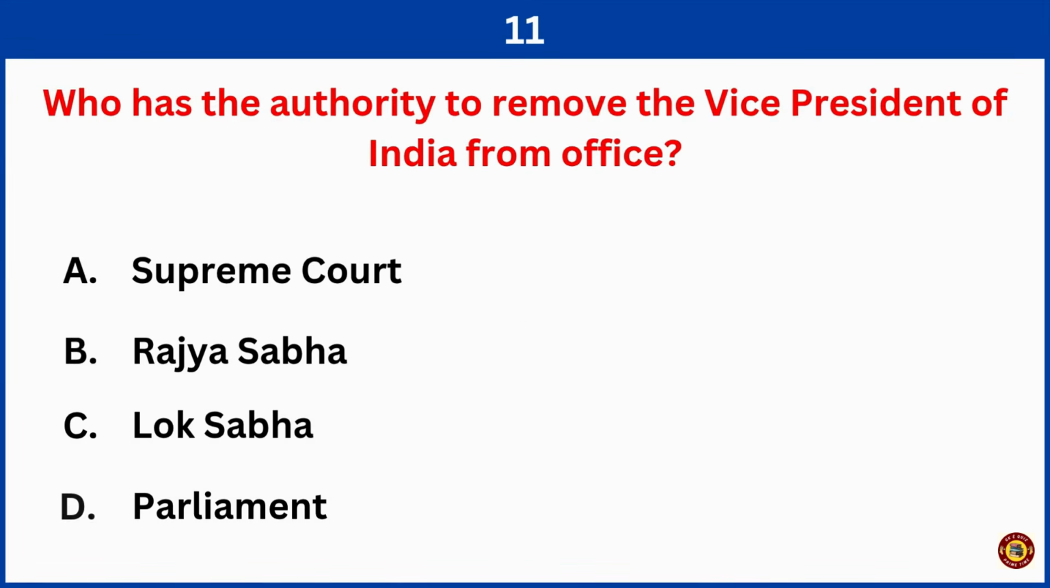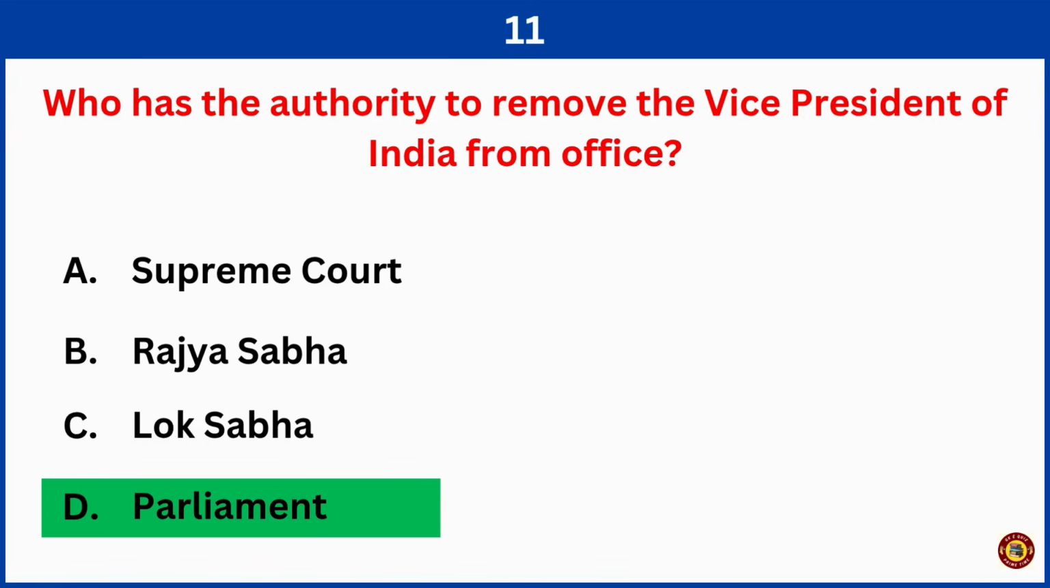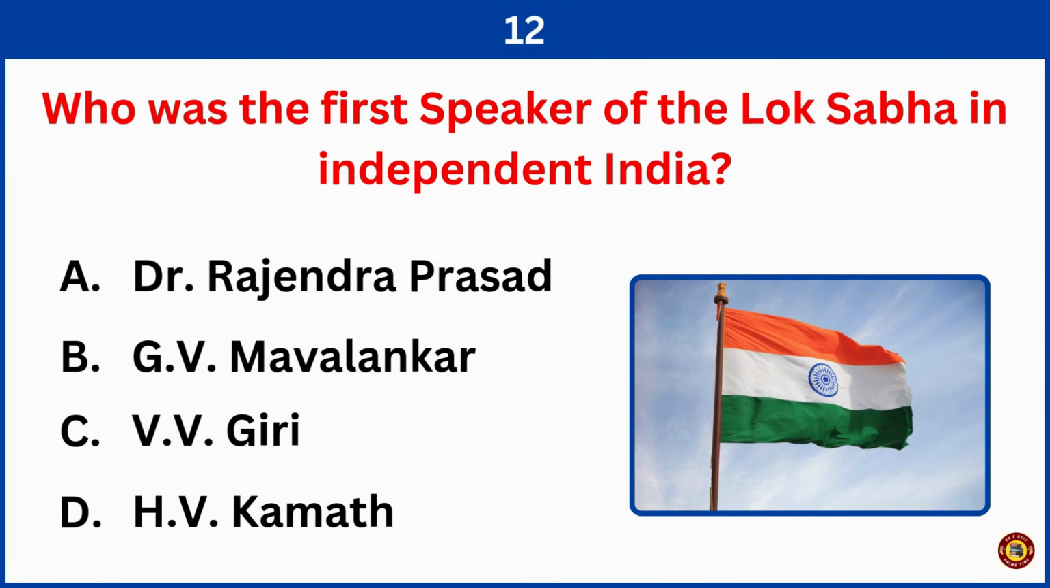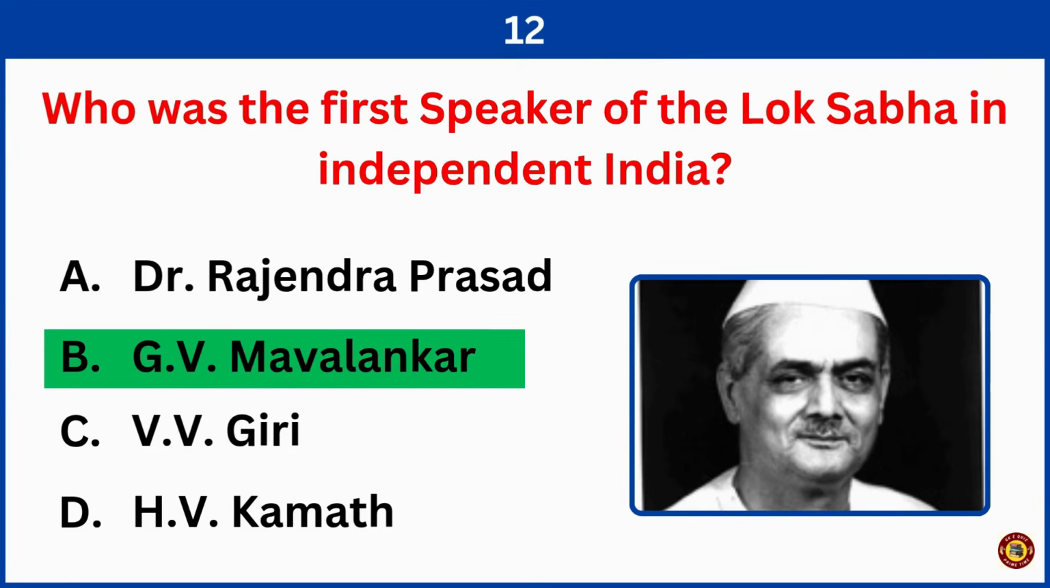Who has the authority to remove the Vice President of India from office? Right answer is option D, the Parliament. Who was the first Speaker of the Lok Sabha in independent India? Right answer is option B, G.V. Mavalankar.